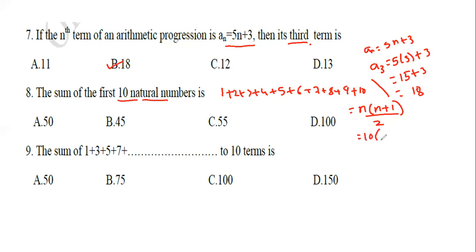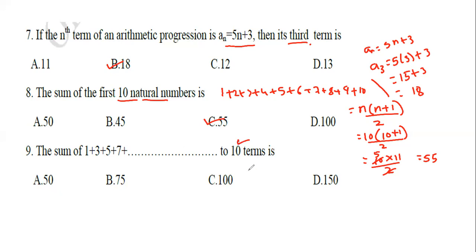Substitute 10 into 10 plus 1 by 2. So you will get 10 into 11 divided by 2. 2 fives are 10, so 5 into 11 is 55. If you add this manually, you will also get 55. Use this formula and solve it in 1 minute, or else you will take around 3 to 4 minutes to add them. So the answer is 55.